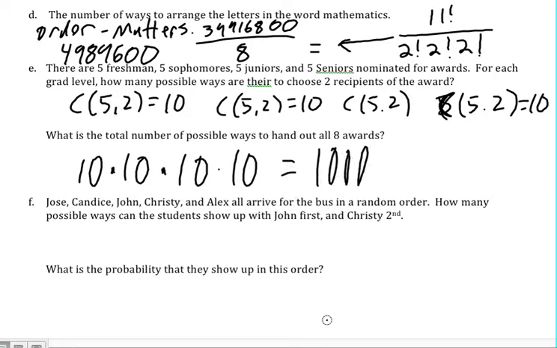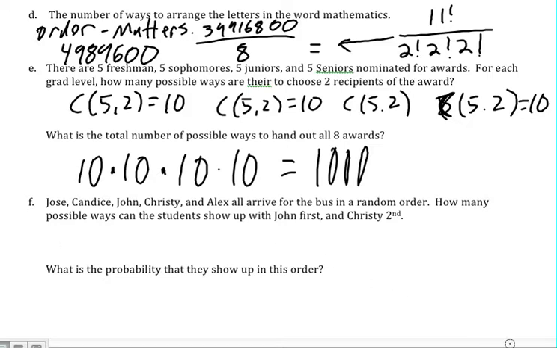I wanted to take this problem and split it into chunks. We've had a few like this, where you have a total number of people, which is 20. But really, you narrow it down to smaller categories, and you do choose problems for each smaller category and then multiply the results together. This is a good example of that. All right, let's look at F.